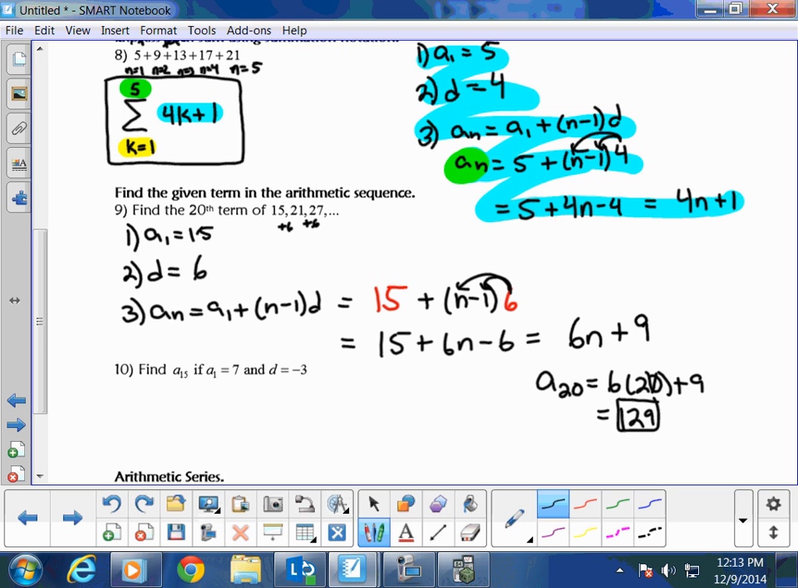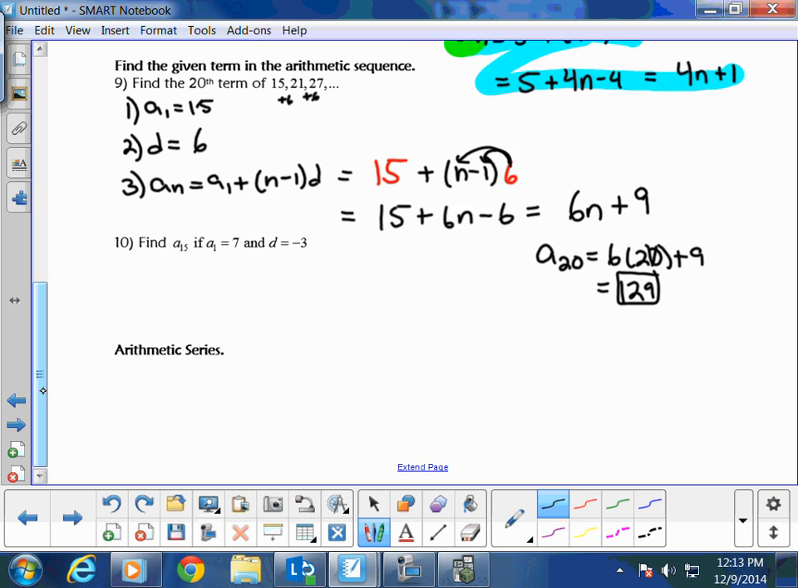All right, now let's go ahead and move on to question 10. Question says find A of 15. Now with this one, you're actually given a lot of information. Step 1, A1 is 7. Step 2, D is equal to -3. We're going to use this equation: A sub n is equal to A1 plus n minus 1 times -3.